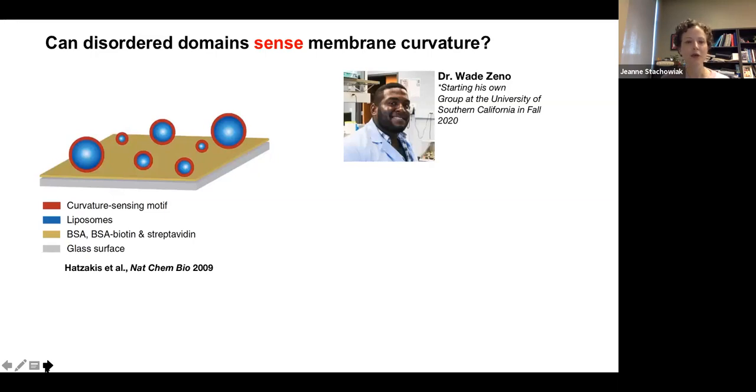But in this next little bit, we'll move on to talking about if disordered proteins are able to bend membranes, then maybe they could also sense membrane curvature. And sensing membrane curvature is really important because it's the mechanism that's responsible for bringing together a critical number of remodeling proteins at the same place, is that they can sense the curvature and sort of selectively assemble together at curved sites. So this is the work of Wade Zeno, a postdoc in the lab who's about to leave us.